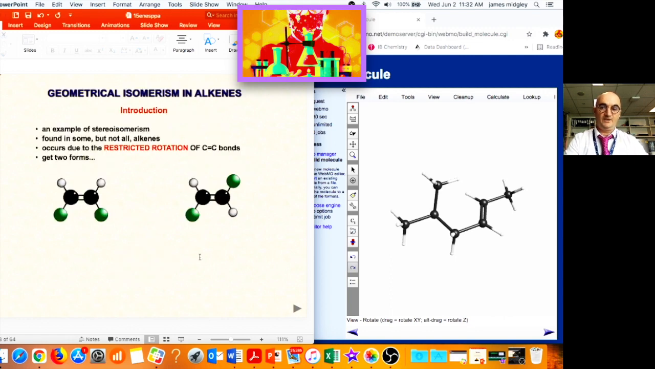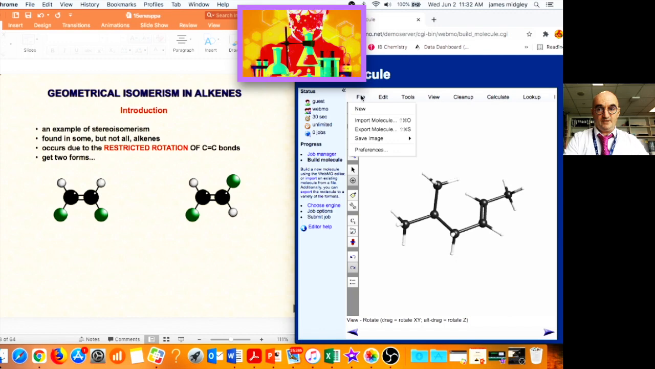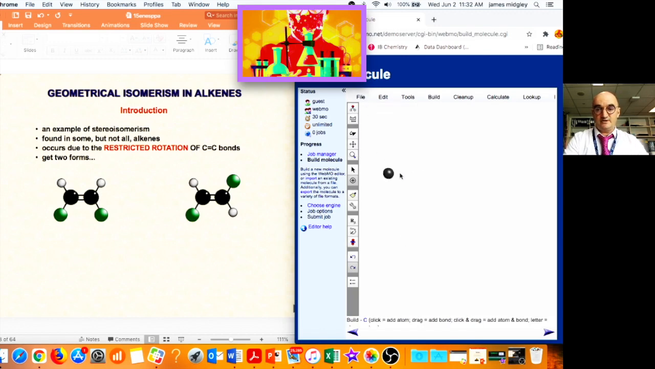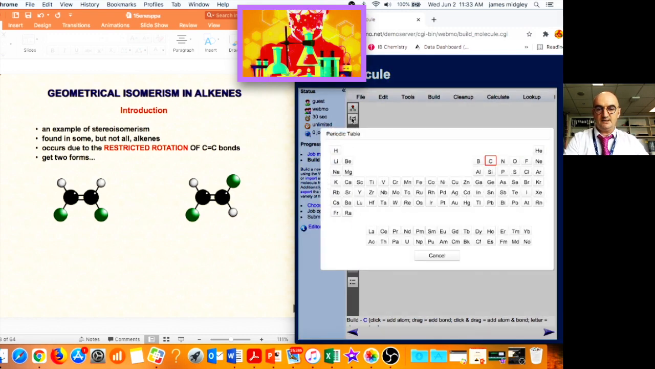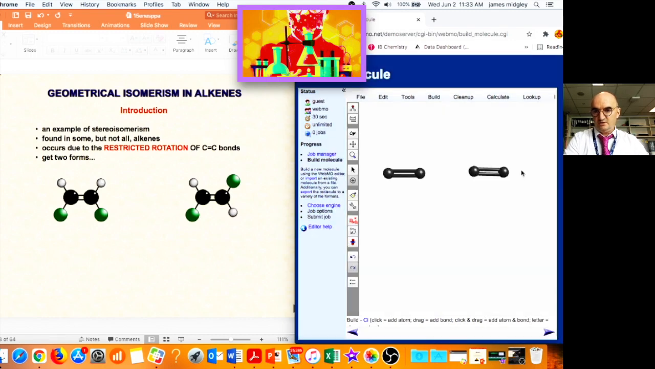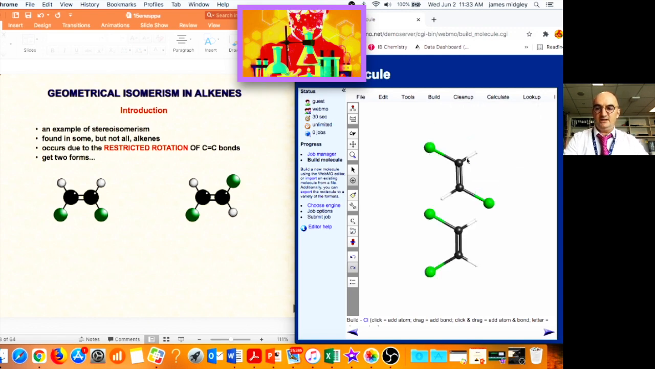Jolly good. Geometric isomerism. All textbooks start with this pair of likely suspects, or they start with this one, or but-2-ene. This looks like, I suspect, 1,2-dichloro. That's nice. What a nice green. 1,2-dichloroethene. Okay, clean it up. Let's clean up for geometry.